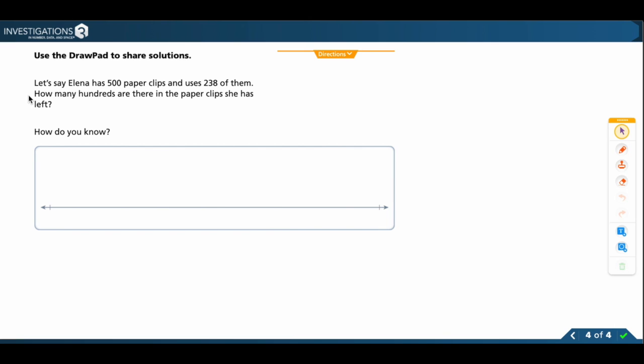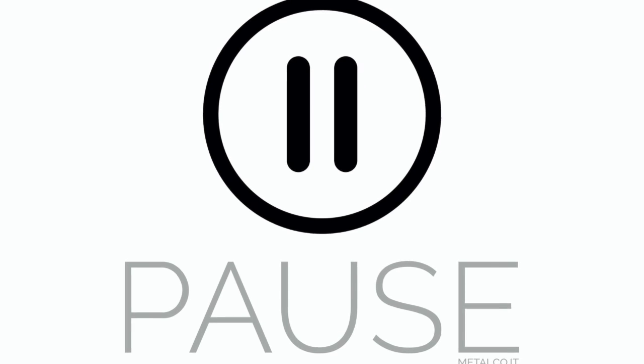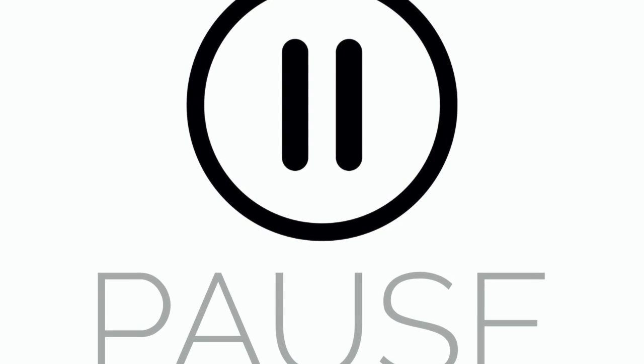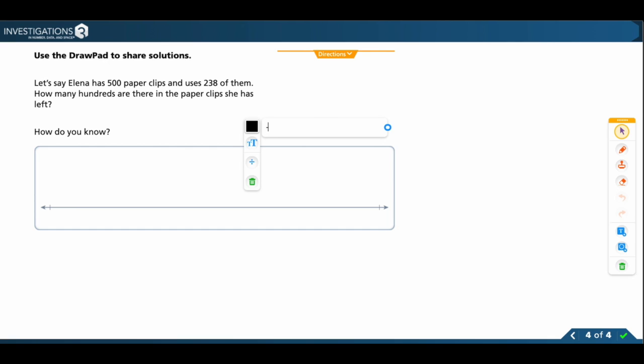So our next problem is, let's say Elena has 500 paper clips and uses 238 of them. How many hundreds are there in the paper clips she has left? So I want you to pause me and take notes of this problem. So if you were to take notes of this problem, it would say that Elena has 500 paper clips and then she uses 238. It's trying to figure out how many hundreds are left after she uses 238.